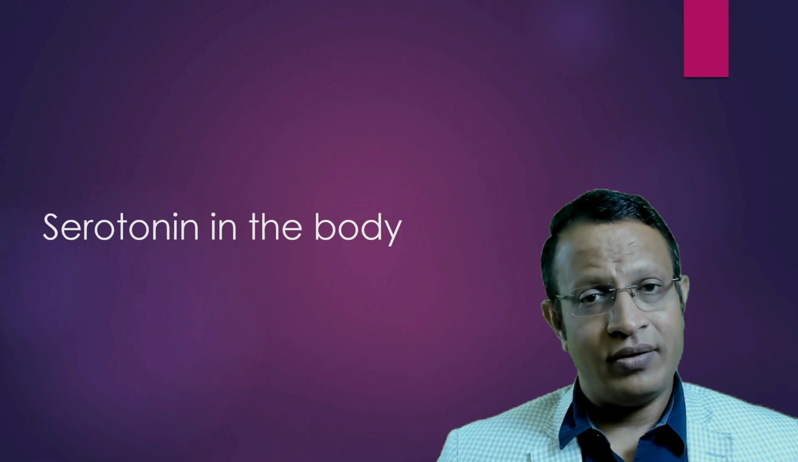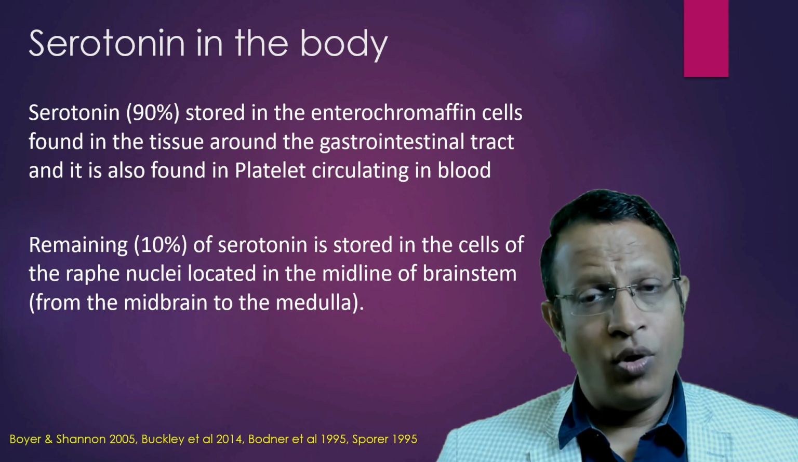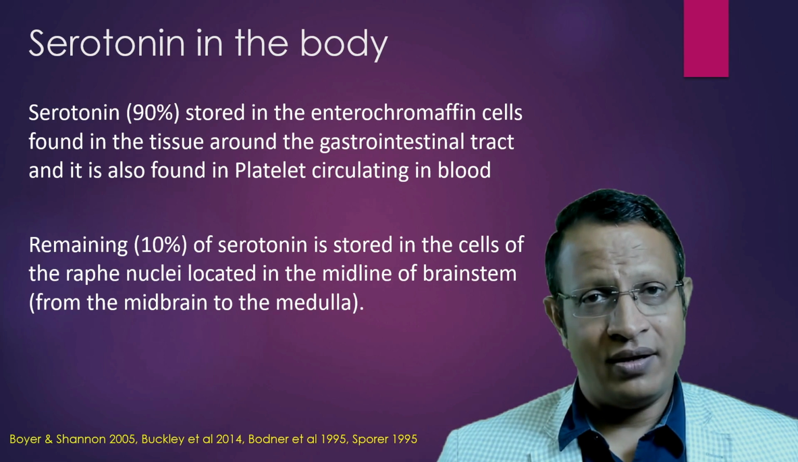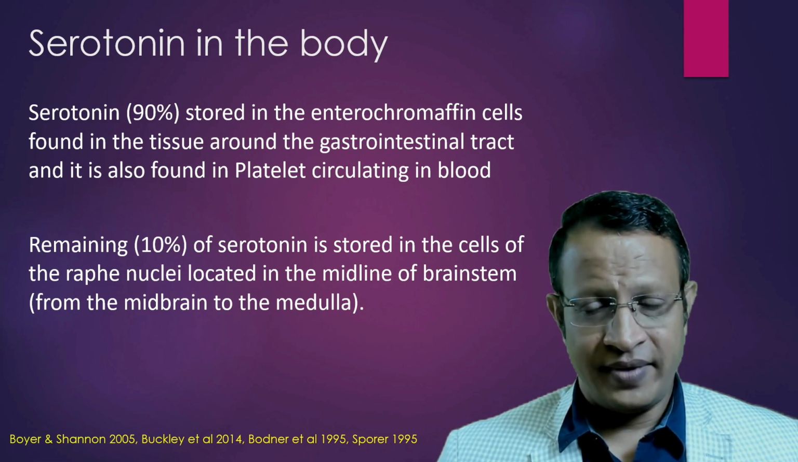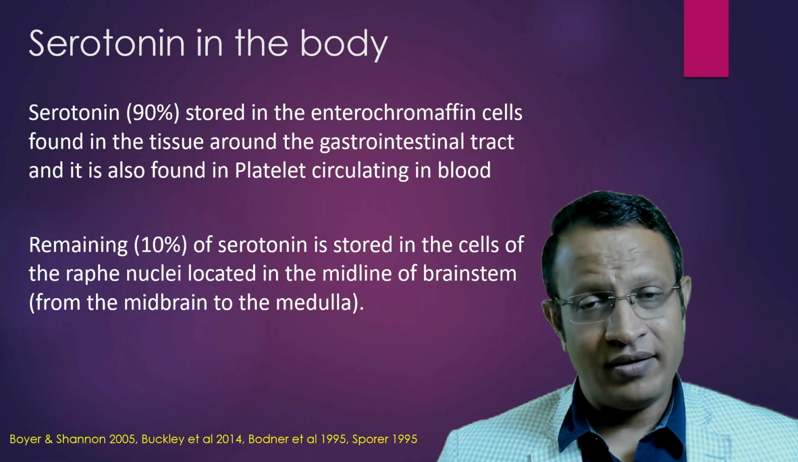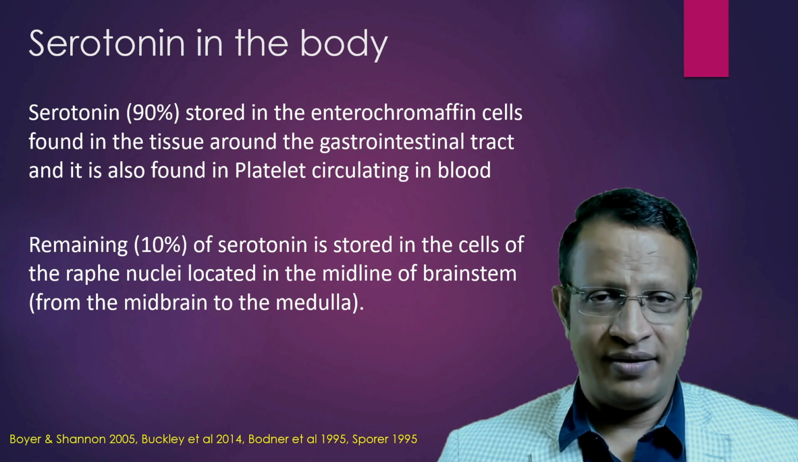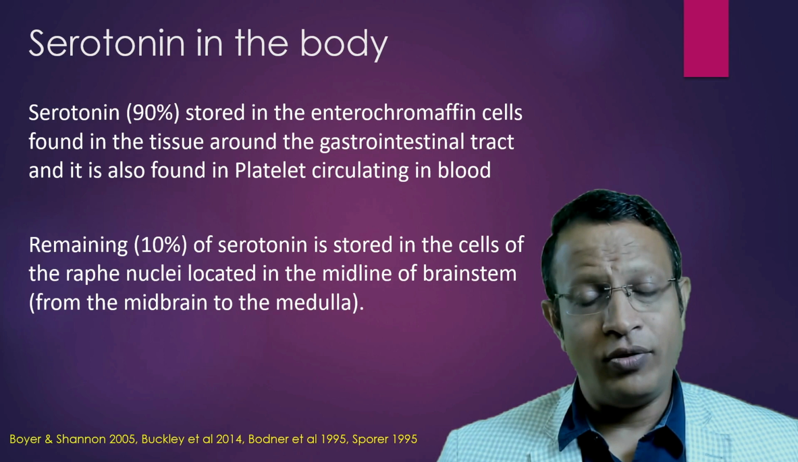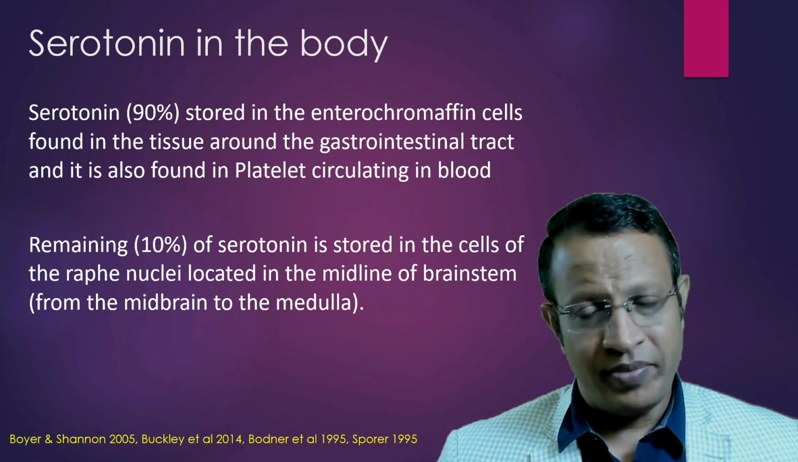Let's understand where serotonin is available in the human body. It is available both in the peripheral and in the central nervous system. In the periphery, serotonin is stored in the enterochromaffin cells of the gastrointestinal tract, and it is also seen in the platelets circulating in the blood. So 90% is in the periphery. The remaining 10% of serotonin is found in the cells of the raphe nuclei located in the midbrain of the brainstem, that is from the midbrain to the medulla.